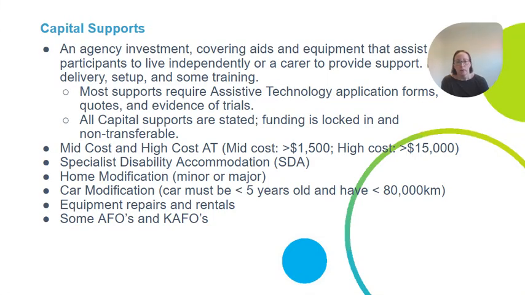Within that area, we get mid-cost and high-cost AT. So currently, anything more than $1,500 is considered mid-cost, and high cost is anything over $15,000. This also includes things like specialised disability accommodation funding, home modifications, car modifications, and repairs and rentals of equipment, as well as some AFOs and KAFOs.